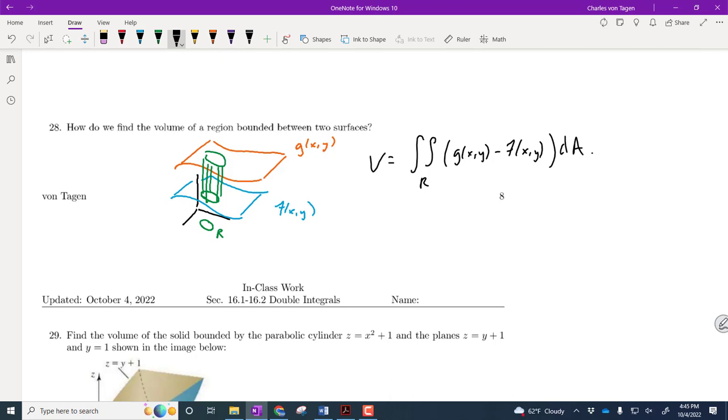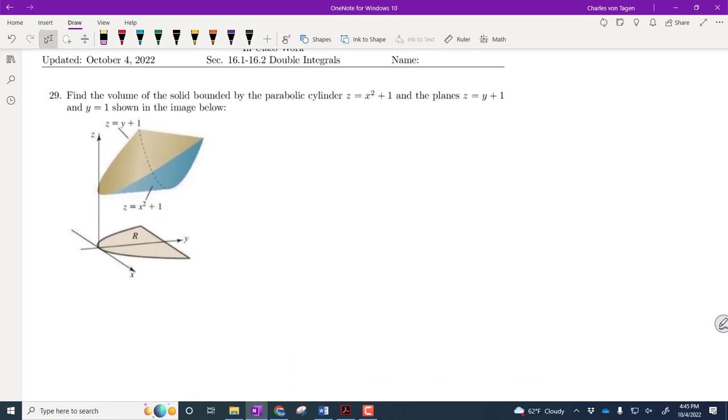So what we'll come back to, folks, is I'll start on this problem next time, number 29 here, where we're going to find the volume of this region. Hopefully you see that the hard part will be describing this region. The easy part is saying the upper curve is that plane, the lower curve is this parabolic cylinder, and so the integrand will just be the upper minus the lower.